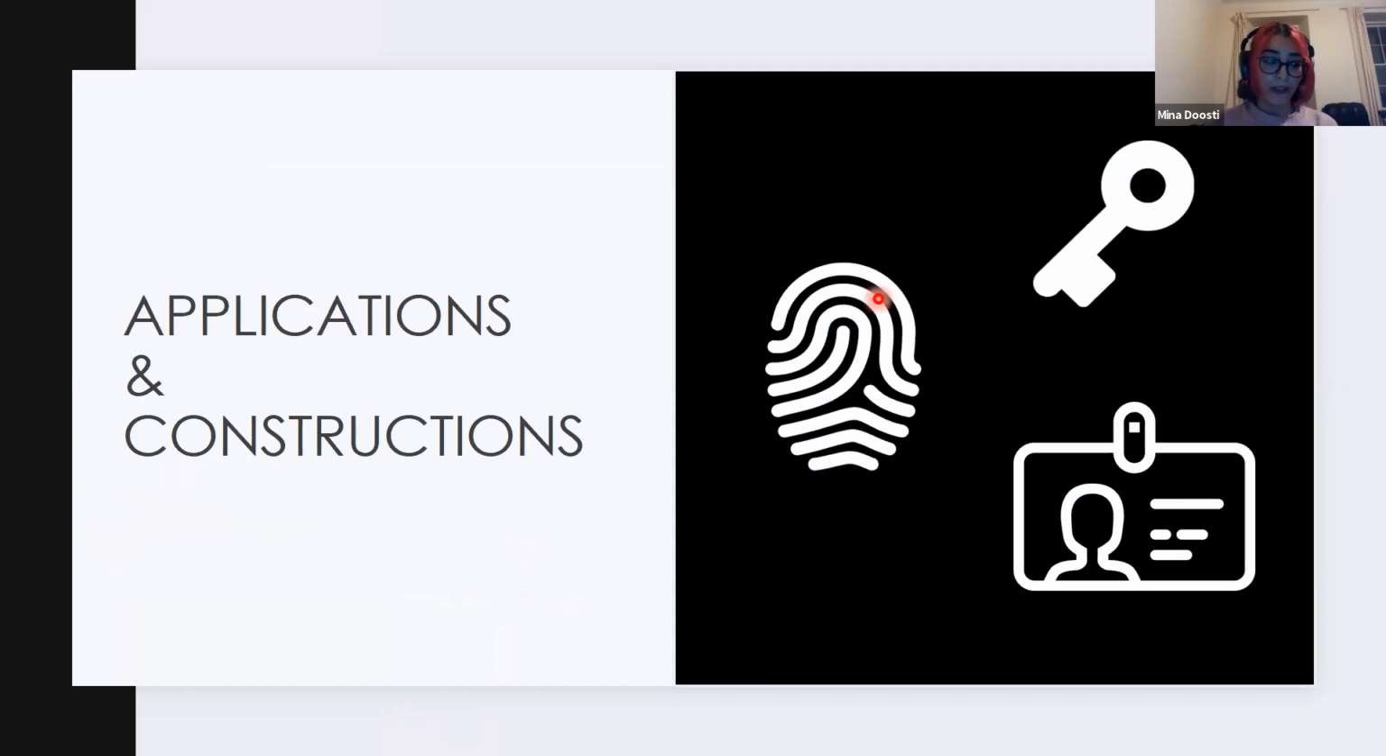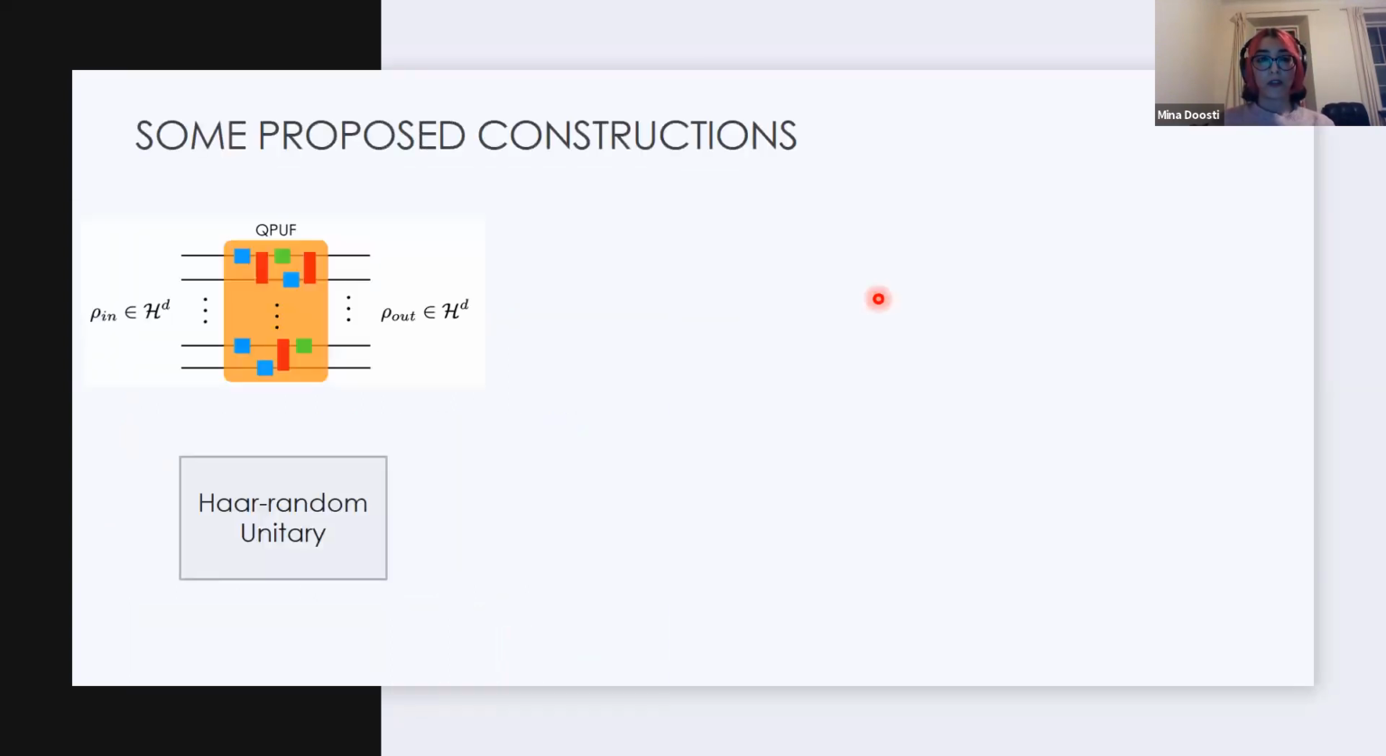So I will briefly mention some applications and potential constructions of the PUF, after seeing the framework and the possibility and impossibility results for them. I'll start with constructions.